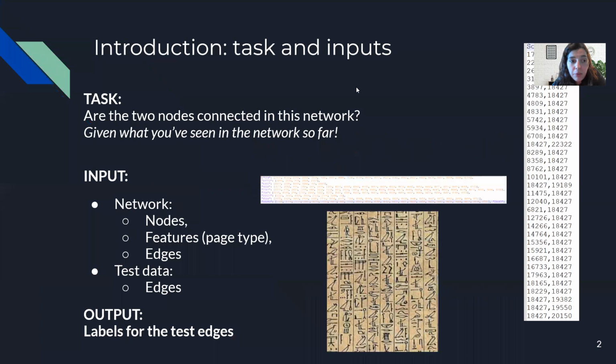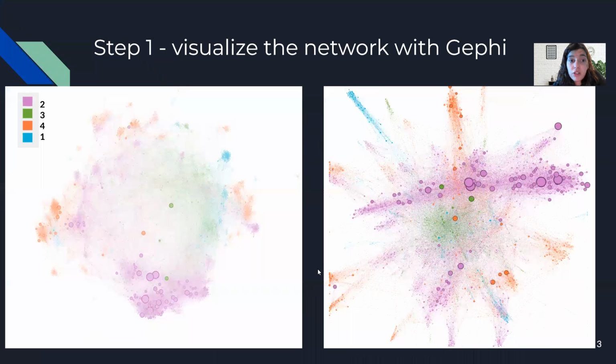So what we got as input was very interesting. We got this big graph, and our task was to determine whether an edge exists between two nodes, and we were supposed to learn something from the graph that we got in the first place. However, the graph at first looked very confusing. So what we did at first was try to visualize the network with the Gephi package.